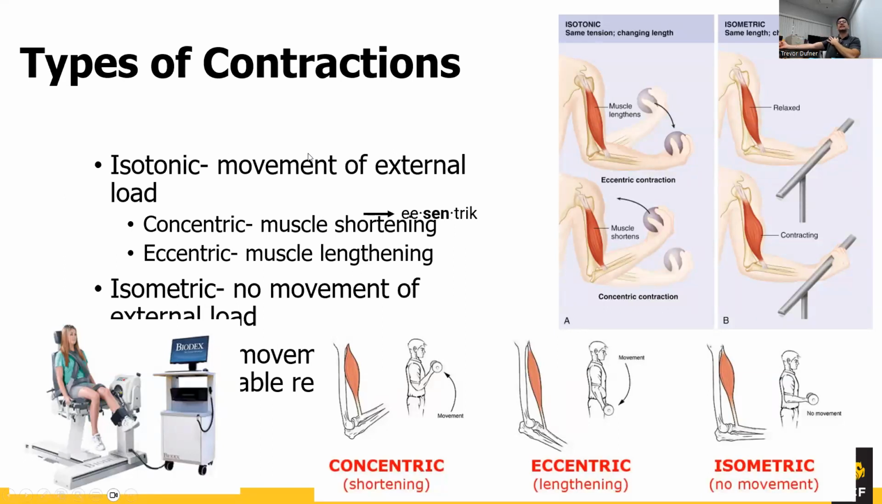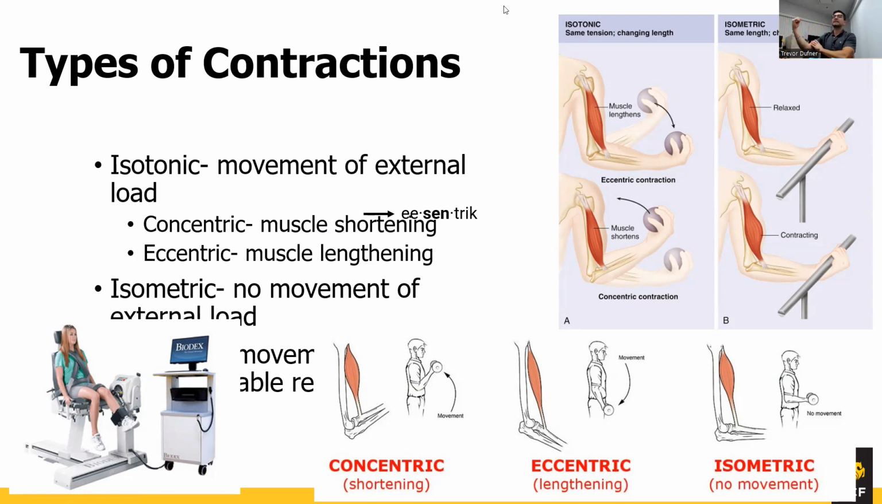So that would be, let's say, the upwards portion. I'll move myself over here so you guys can see me. That would be the upwards portion of a biceps curl, okay? Then the eccentric contraction would be the lengthening of a muscle body, like the downwards portion of a bicep curl. So as I come up, my biceps is shortening. As I go down, my biceps is lengthening.